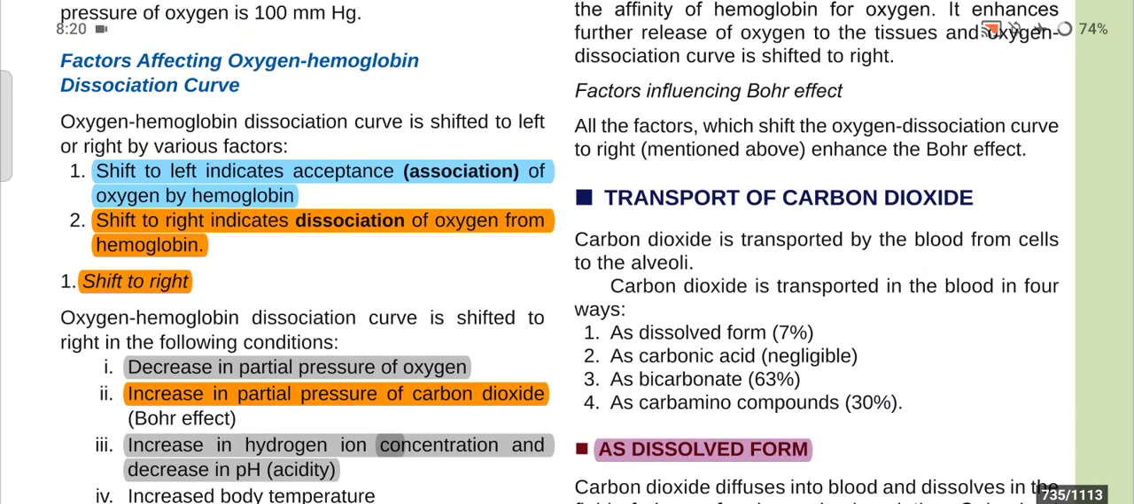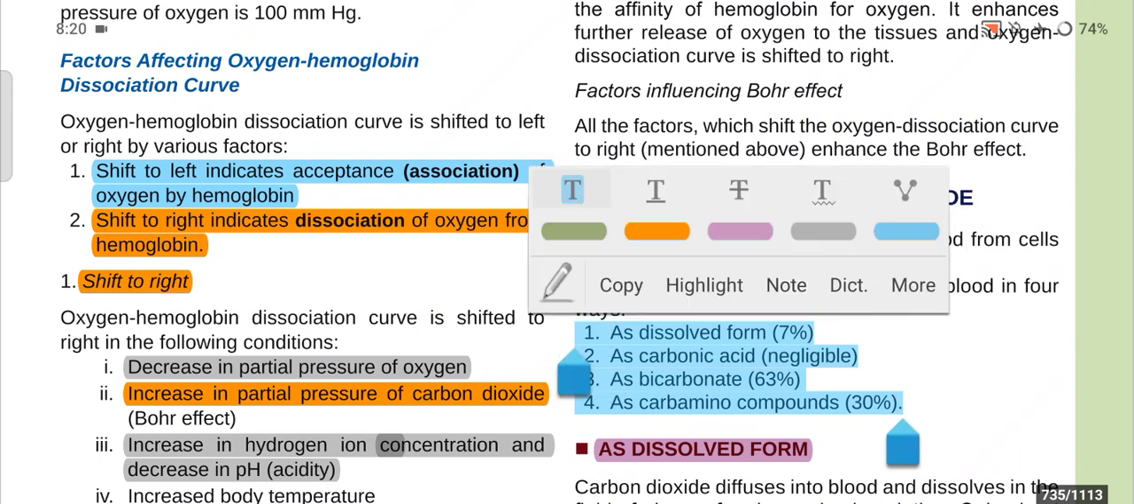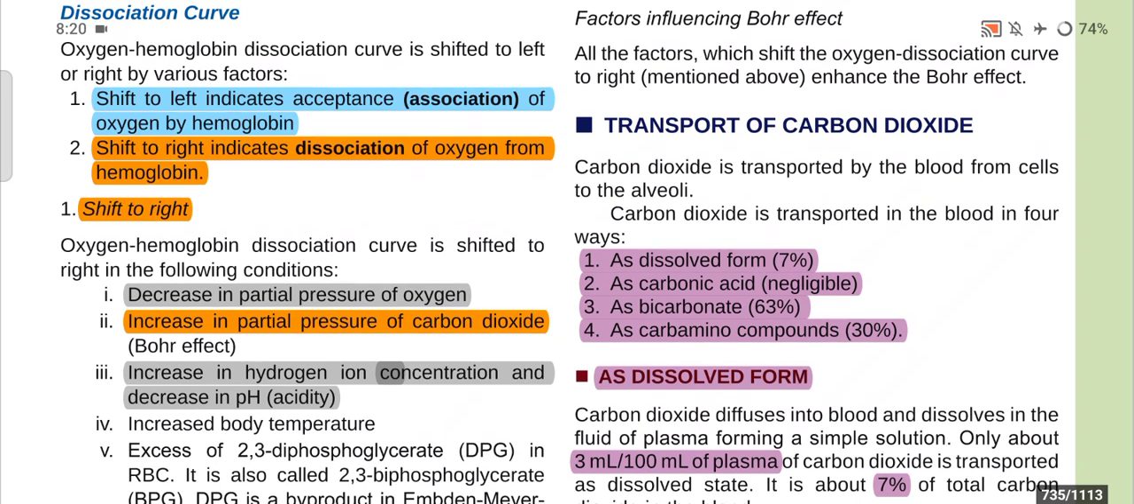Carbon dioxide is transported by the blood from the cells to alveoli, and it is transported in four ways. One is in dissolved form, 7%. Number two, as carbonic acid, negligible. Number three, as bicarbonate, 63%, and number four, as carbamino compounds, that is 30%.